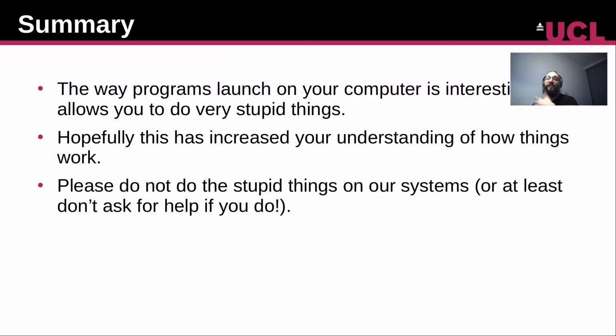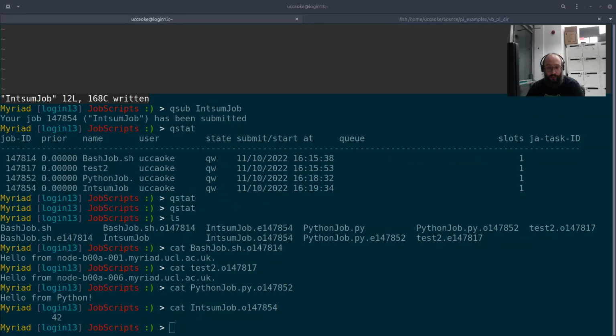Right, so in summary, the way your computer launches programs is interesting and lets you do some very dumb things. And I hope this has slightly increased your understanding of how these things work. There's a lot more to this, obviously, but this is very surface. This is what you need to know about how shell scripts behave. Please don't do the very adventurous or insane things on our HPC systems, or at least if you do, don't ask us for help. So if you shouldn't do it that way, of course, the obvious thing you should do is write your job scripts in the way we recommend.